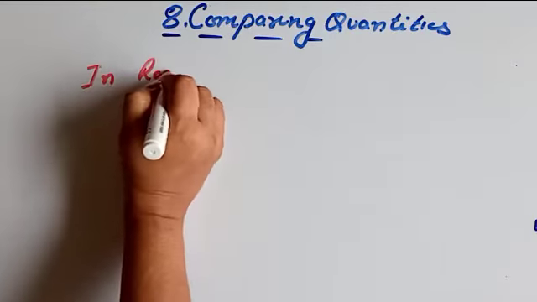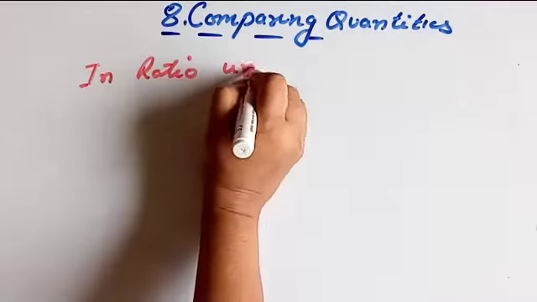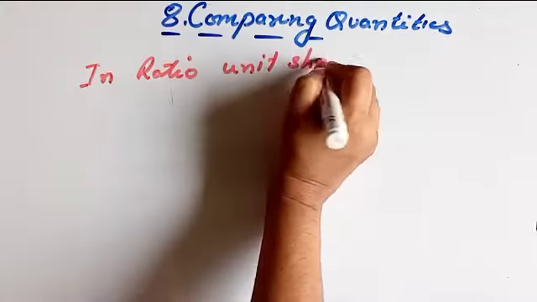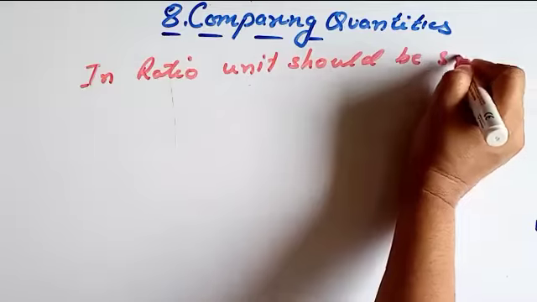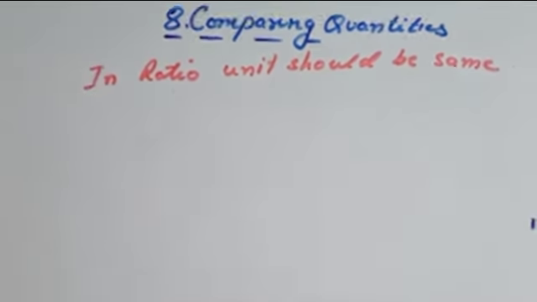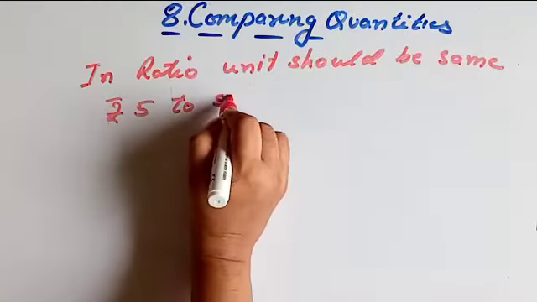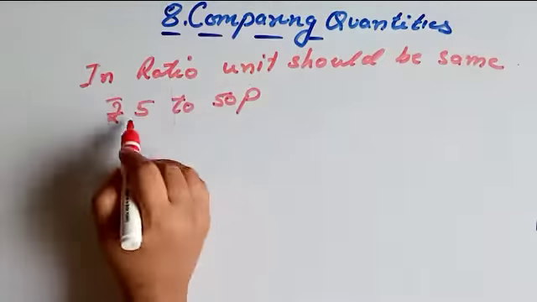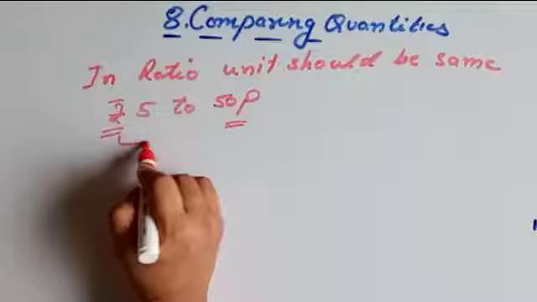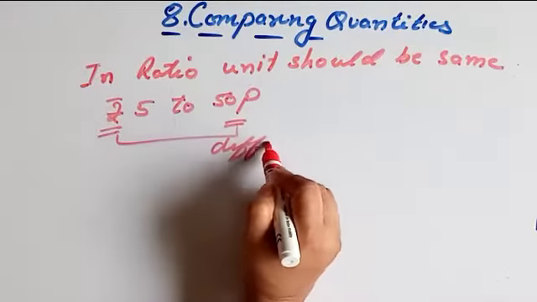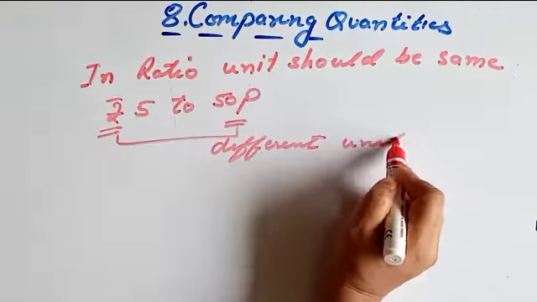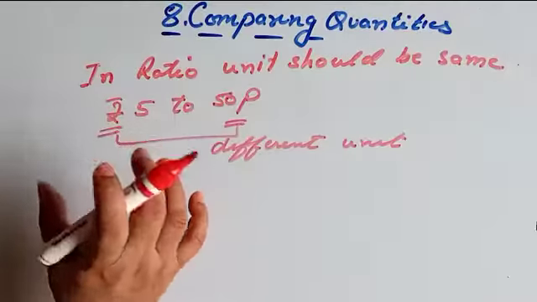In a ratio, the first criterion is that the units should be the same. Now suppose here it is ₹5 to 50 paise. Here the units are different. One is rupees, one is paise. So we will convert both into the same unit.